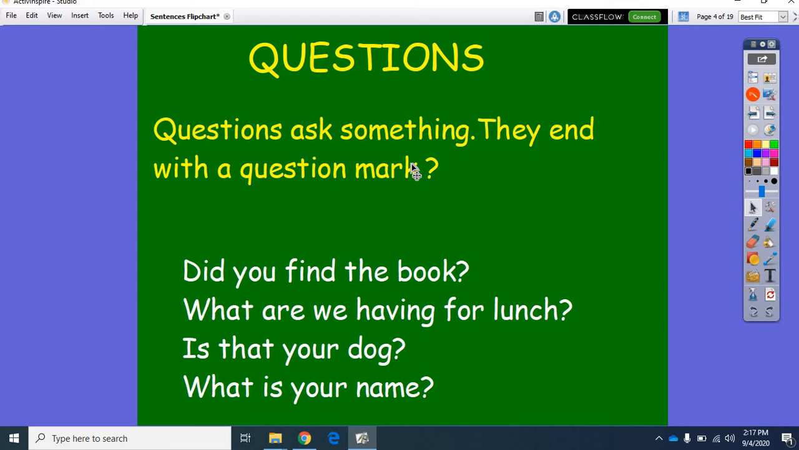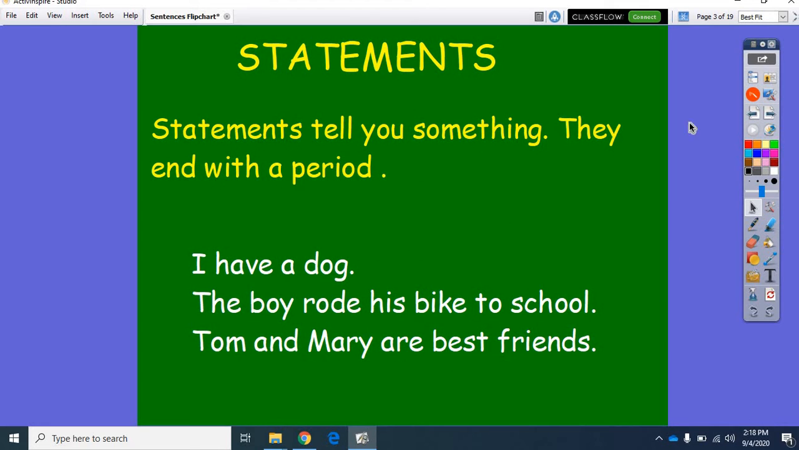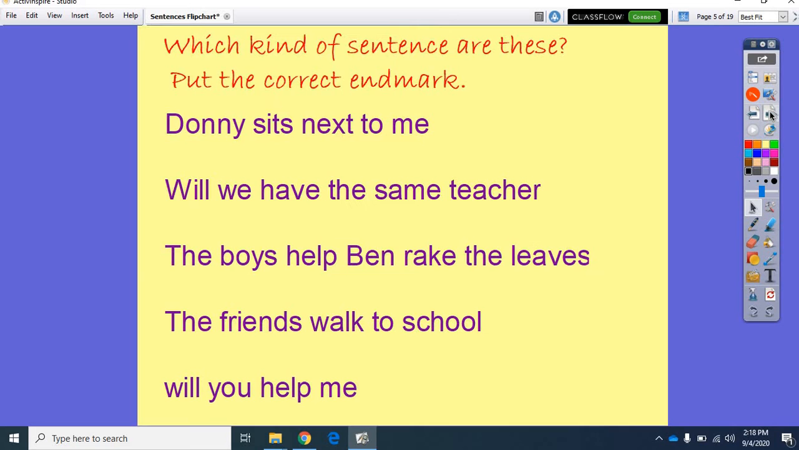So that's kind of the difference between statements and questions. They all are still going to need capitals at the beginning, but questions are going to need the question marks, and statements are going to need just periods. Let's practice that just a little bit more.